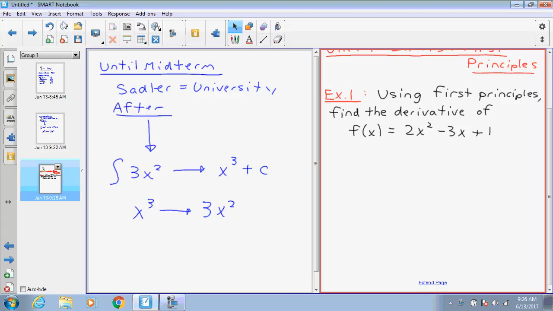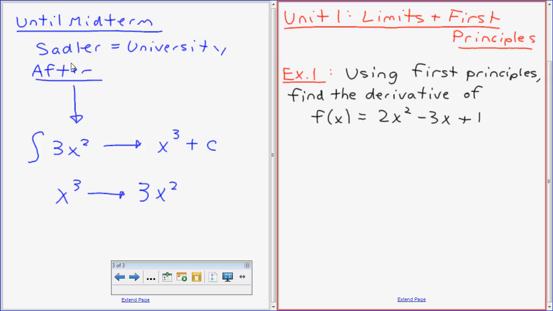We'll word the questions. If I want you to use logarithms, I'll say use logarithms. If I want you to use just regular derivatives, I'll make you use regular derivatives. In this case, it says using first principles, which is right back from chapter 1. From chapter 1, there's only 2 questions. One of them is going to be limits, but the other one's going to be first principles.